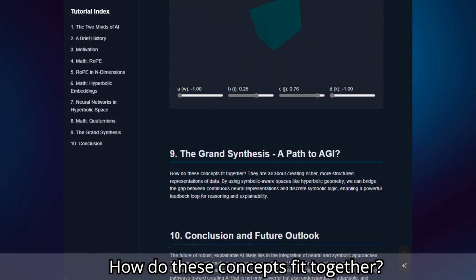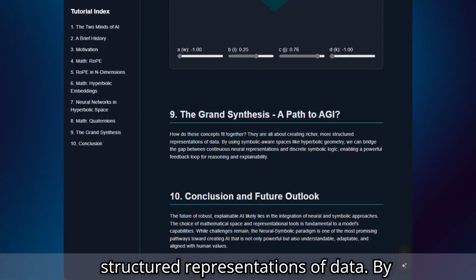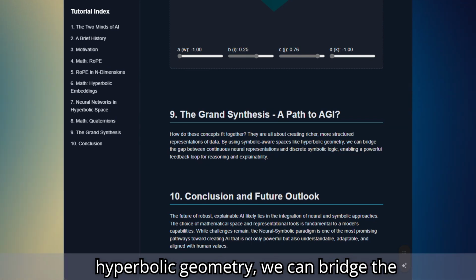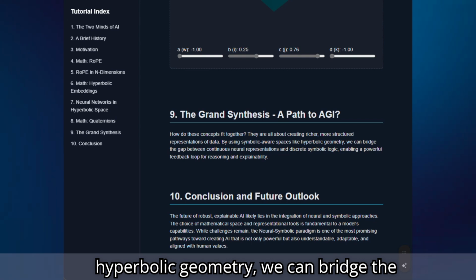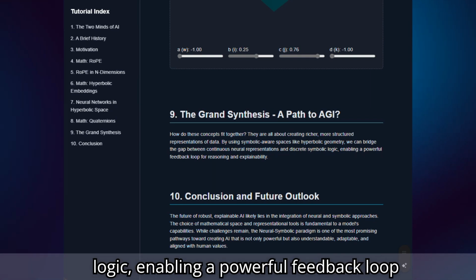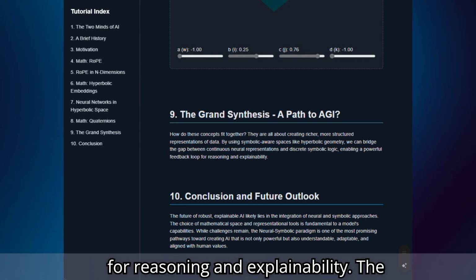How do these concepts fit together? They are all about creating richer, more structured representations of data. By using symbolic-aware spaces like hyperbolic geometry, we can bridge the gap between continuous neural representations and discrete symbolic logic, enabling a powerful feedback loop for reasoning and explainability.